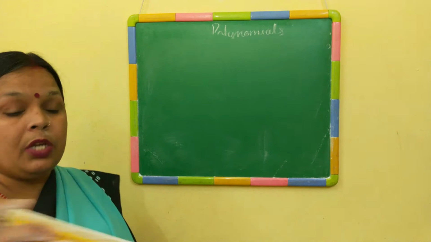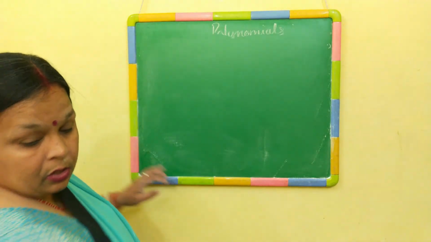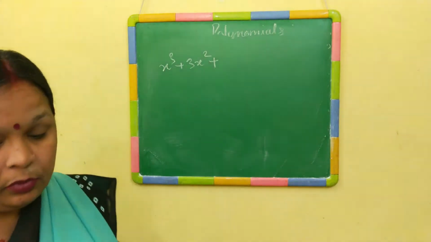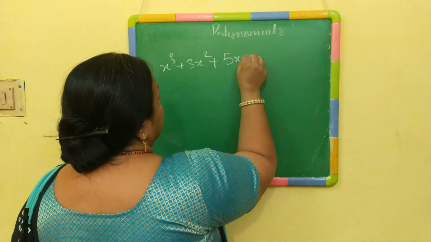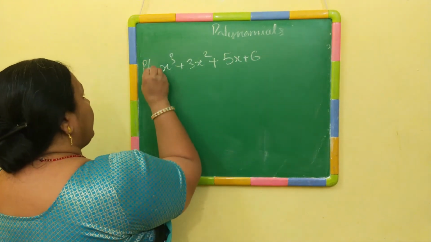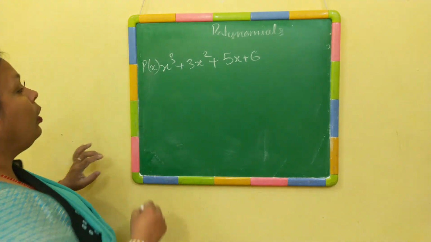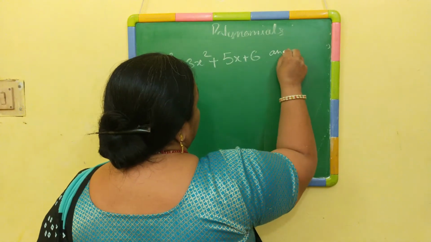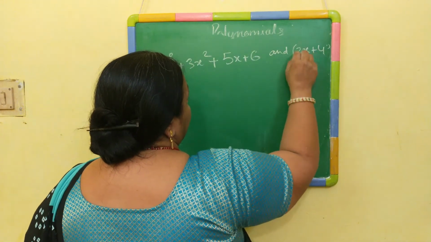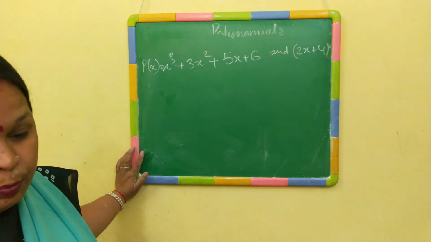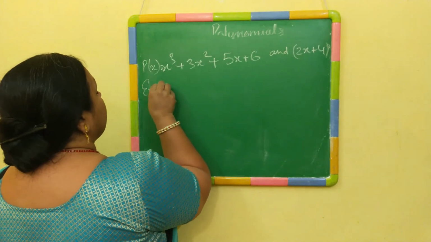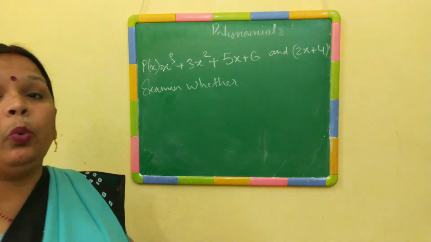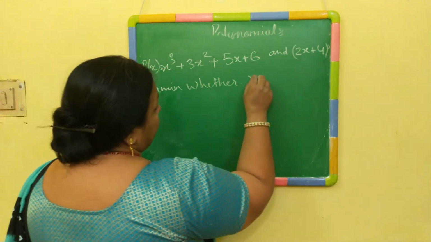Also verify the statement. The polynomial is x cube plus 3x square plus 5x plus 6. This is your p(x). Clear? And 2x plus 4 is to be examined, whether x plus 2 is a factor or not.